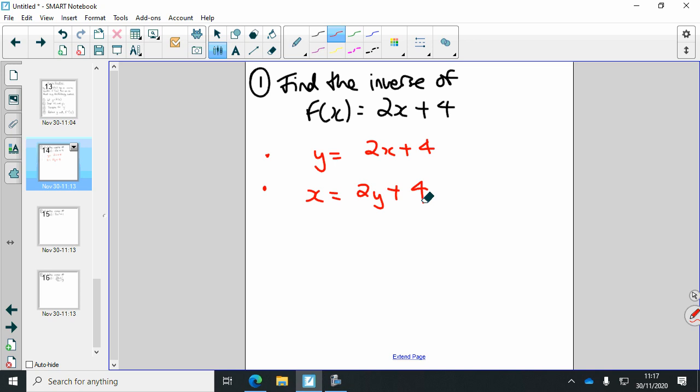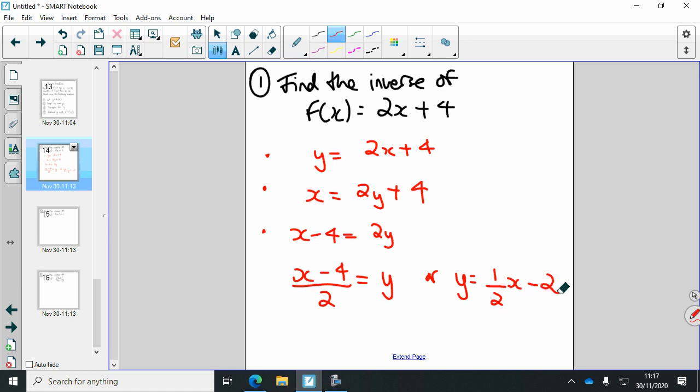Okay, that's the second step. And then the third step is the transposition. So we're now transposing for y. So we bring the 4 across, so it becomes x minus 4 equals 2y. And then divide by 2. So x minus 4 over 2 is equal to y. Now you can write it like that, or you can have it halving everything, so you can write it as a half x minus 2. Either is acceptable.